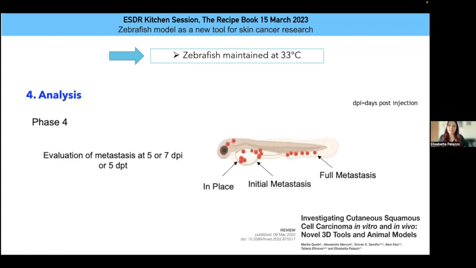We're going to analyze the percentage of zebrafish with a specific condition. We may have in place condition, where cells are at the same site of injection. We may have initial metastasis, which means zebrafish with cells going outside the yolk, and full metastasis, which means zebrafish where cells are really in a distant site from the initial site of injection.